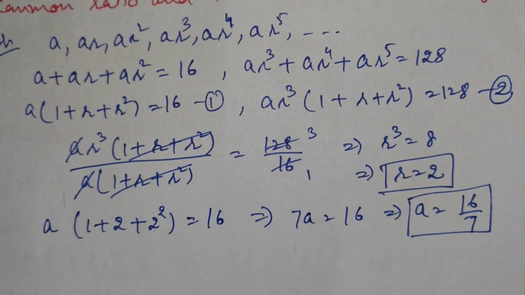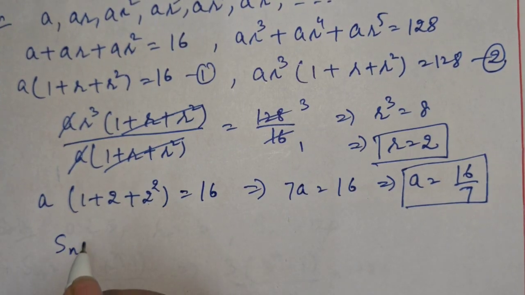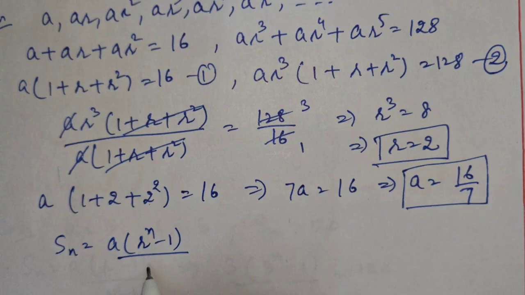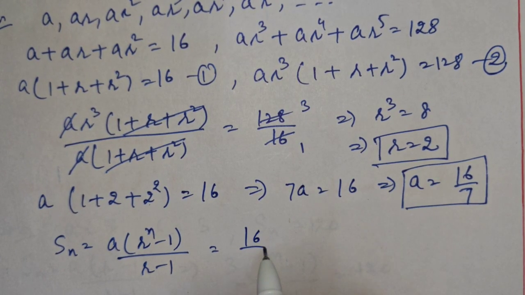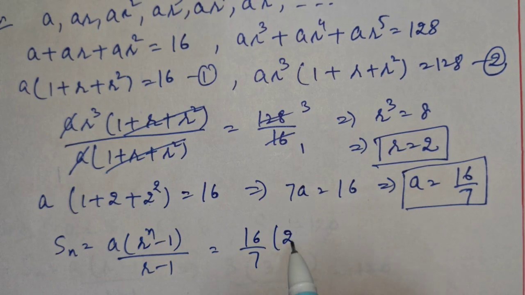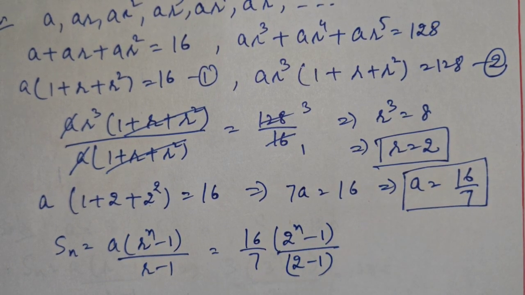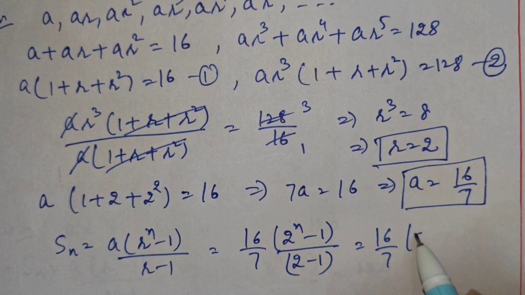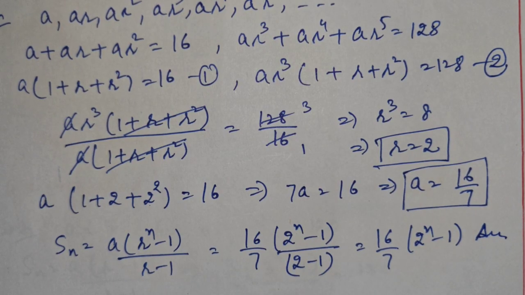We are to find out the sum to n terms. Now sum to n terms is given by a into r raised to power n minus 1 upon r minus 1. So वैल्यू सब्स्टिट्यूट कर देंगे, a is 16 upon 7, r की जगह हमारे पास 2 है, so this becomes 2 raised to power n minus 1 upon 2 minus 1. So sum is 16 upon 7 into 2 raised to power n minus 1. This is the required sum to n terms.